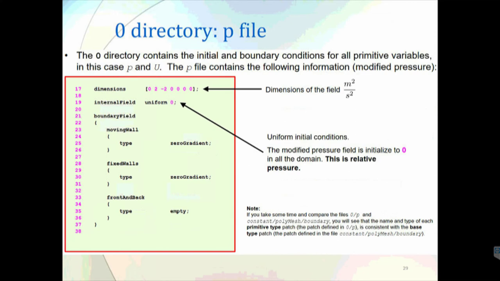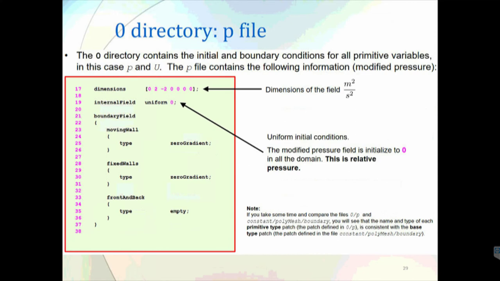The units of modified pressure are meters squared per second squared, and the type of boundary condition for each of the walls is zeroGradient, meaning basically it is the Neumann condition. I hope you remember from last time where we discussed what the Neumann or zero gradient condition is, meaning the change in pressure at the wall is 0. The value of pressure at the wall is not 0, but the change in pressure at the wall, ∂p/∂n, is 0.